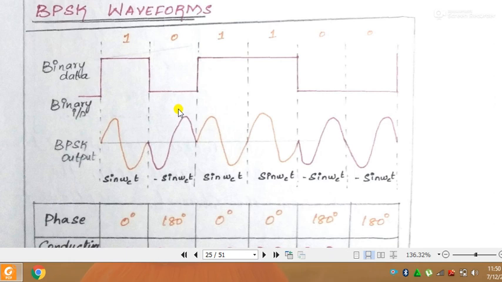We are imagining that we have a carrier pulse, so we don't have any phase change in that pulse, so with a 0 degree phase shift the carrier wave is generated as it is. If the binary input is 0, there is a 180 degree phase shift. Again the input is 1, so 0 degree phase shift, again 0 degree phase shift; then 0, a 180 degree phase shift, and 0 again, a 180 degree phase shift. So this is the phase shift keying.